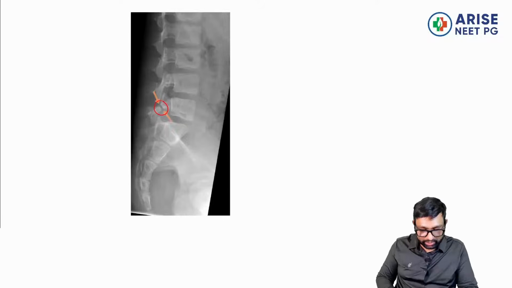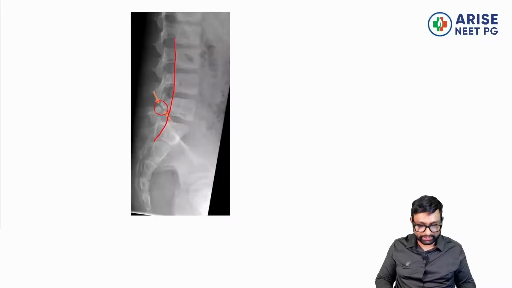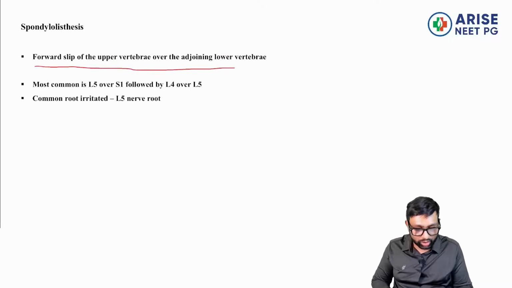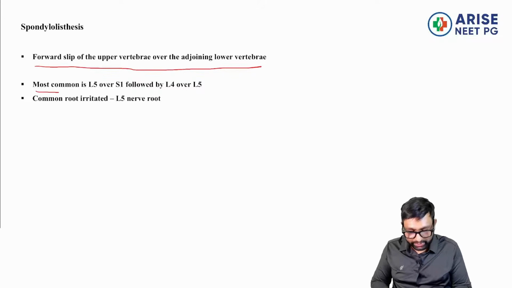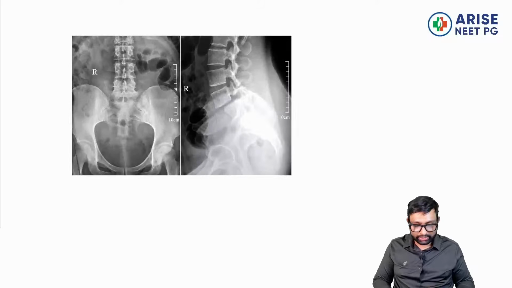But if you draw a line along the vertebral body, there is no listhesis. There is no listhesis here. Now listhesis is when there is a forward slipping of the upper vertebrae over the adjoining lower vertebrae. Most common is L5 over S1. Second most common is L4 over L5. Okay, and this is how you will see it.